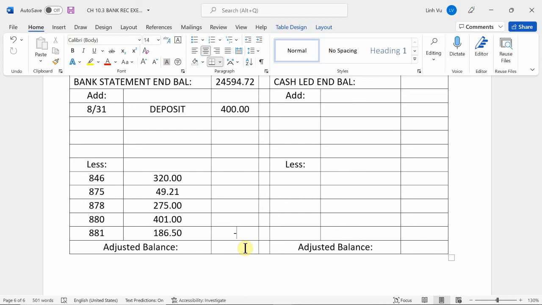Yeah, you could do that, but then you're going to subtract each one individually. You're going to subtract 320, subtract 49.21, subtract 275. Why don't you just add these all up together to find out how much you have to subtract in grand total? Oh yeah, okay. One second. I need to add all of them.